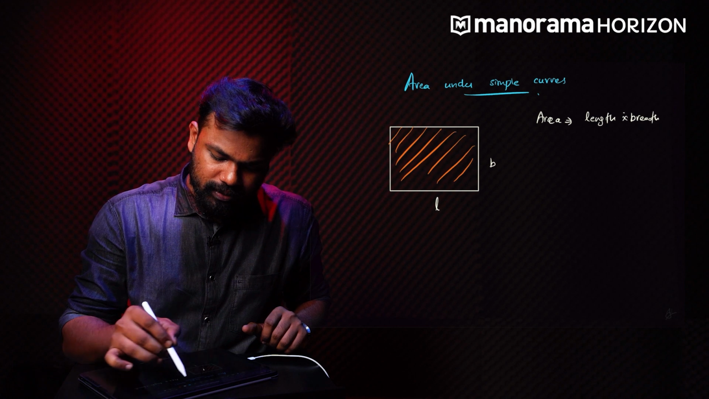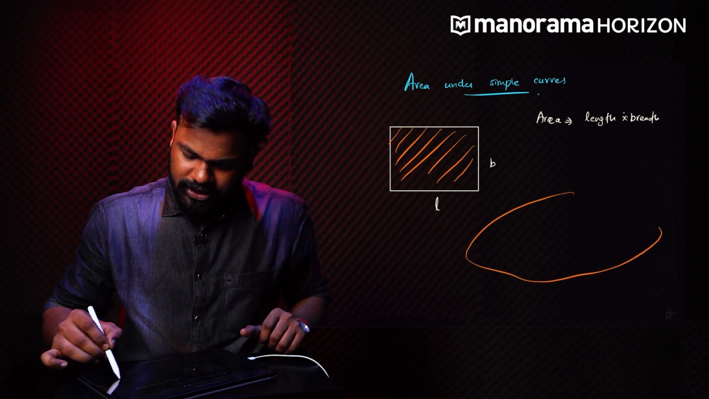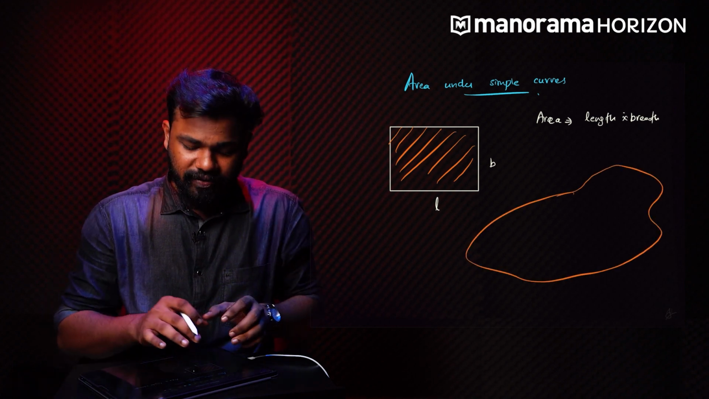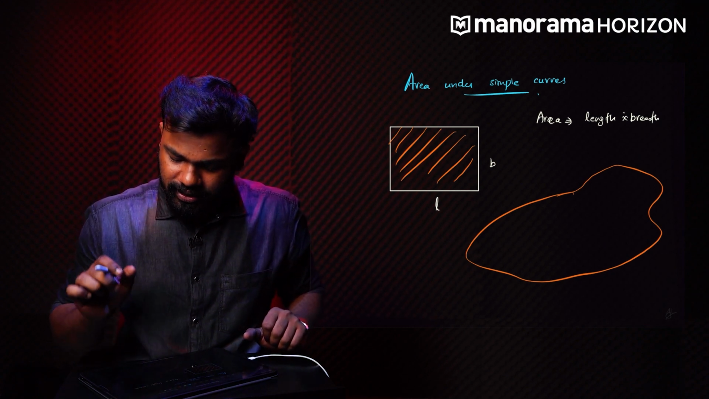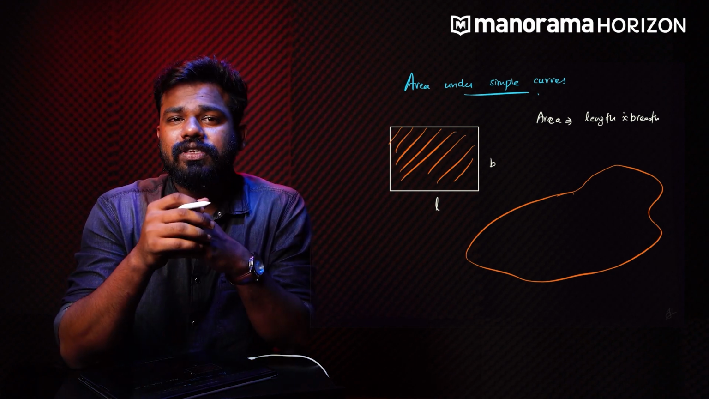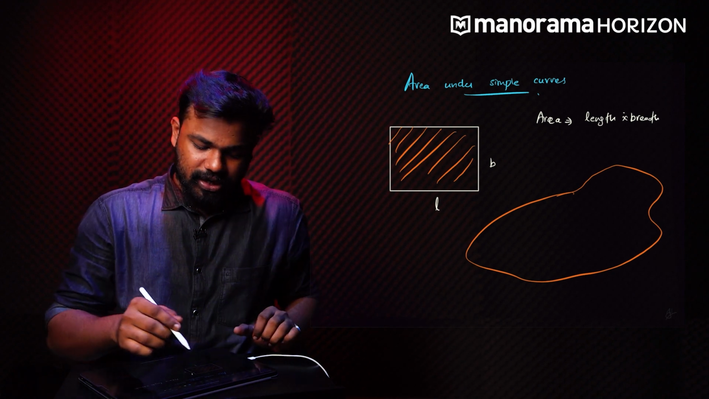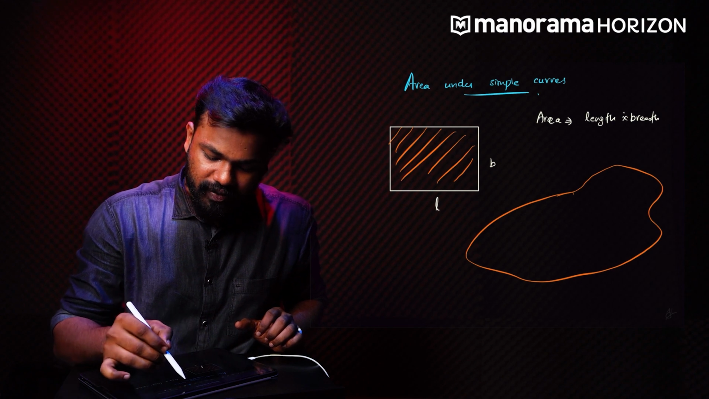But what about a curve which is looking something like this? Instead of a rectangle, I'm drawing a curve which is looking like this. What will be the area of this particular graph? Now, to find out this, I can use integration, right? So how can I use integration here to find out the area of this curve?